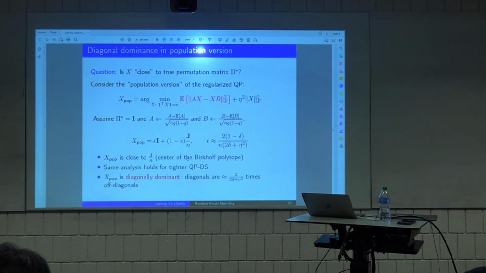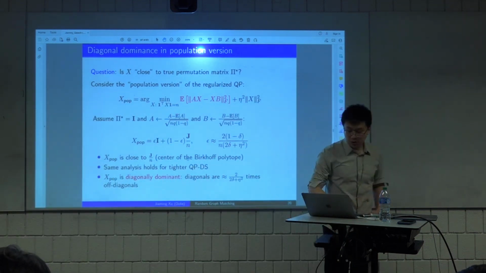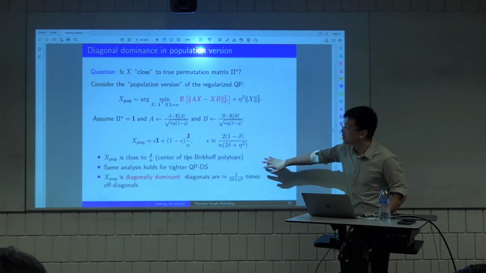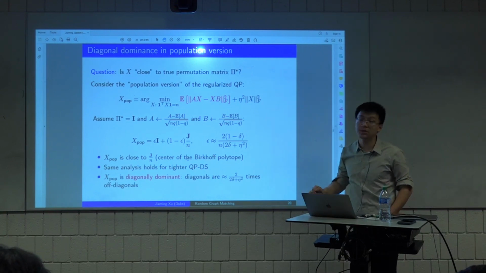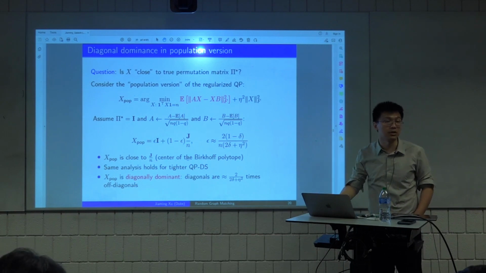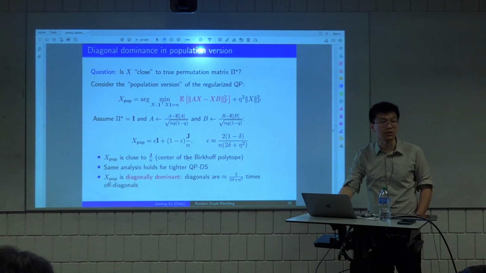So that's why what we are trying to show is that not only this population solution, but actually the true solution for solving the regularized QP will also have this diagonal dominance property. If you can show that, then you can show by projection, it will give you back the true permutation matrix.